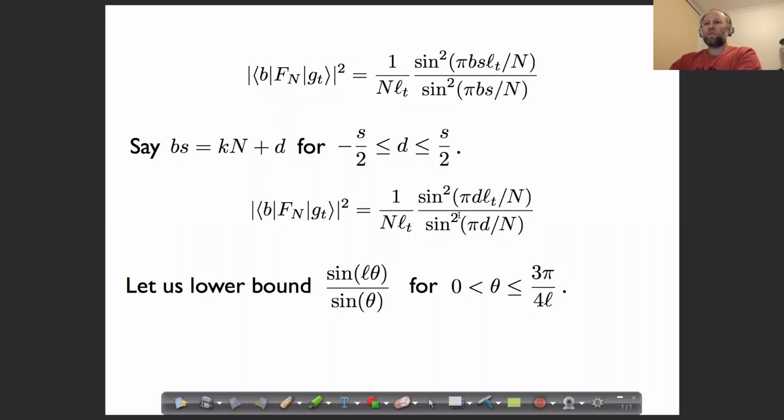What we want to do is show that as long as theta is not too large, so we want to bound theta away from pi over L. So as long as theta is bigger than 0 and bounded away from pi over L, then we can actually lower bound this term.